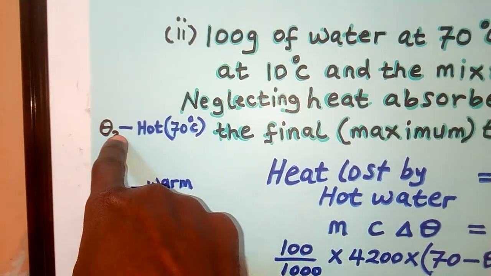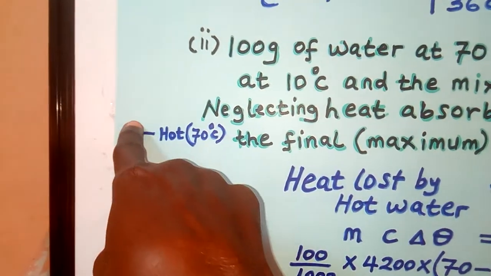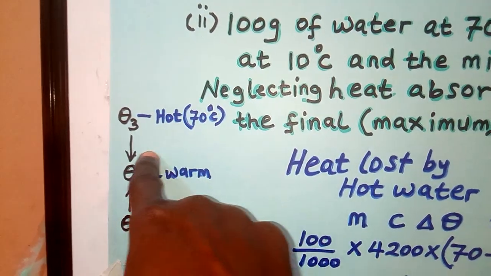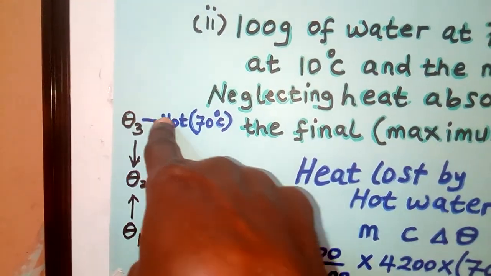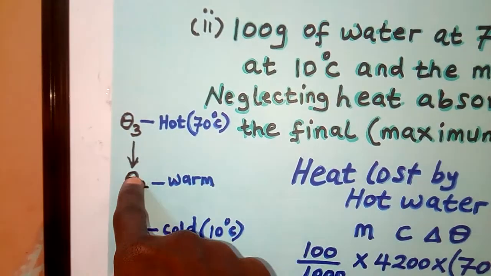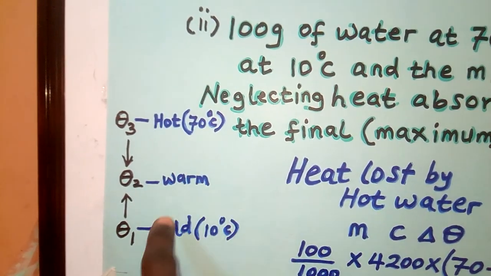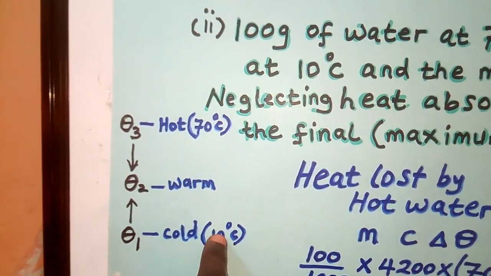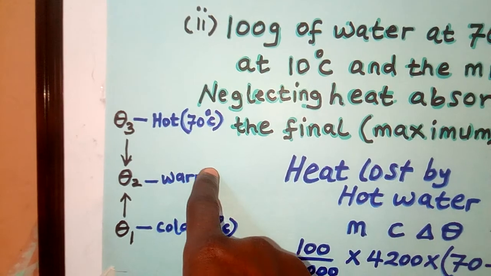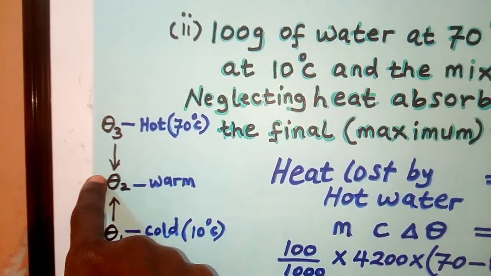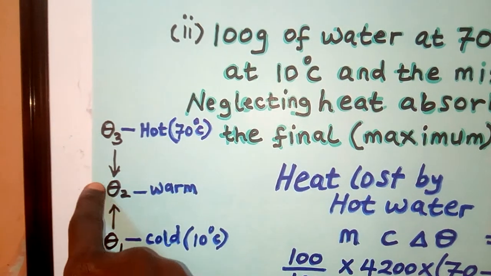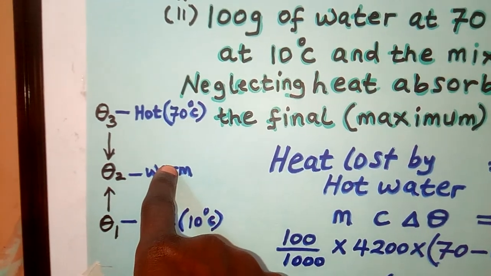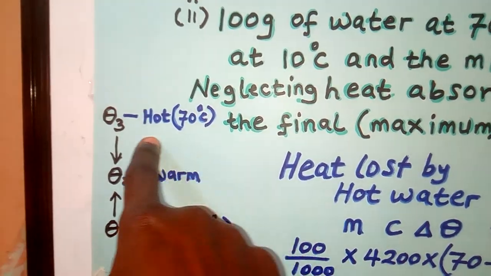So what happens when you mix cold water and hot water? You end up with warm water. The hot water loses heat. You see this arrow? It loses heat from theta 3, which is 70 degrees Celsius, down to the temperature of the warm water, which we want. Then the cold water gains heat from theta 1, which is 10 degrees, until it goes up to the temperature of the warm water. This is the temperature we are looking for, the final temperature. After mixing this and this, you get this. So when I say I want the final temperature, I want the temperature of the warm water.